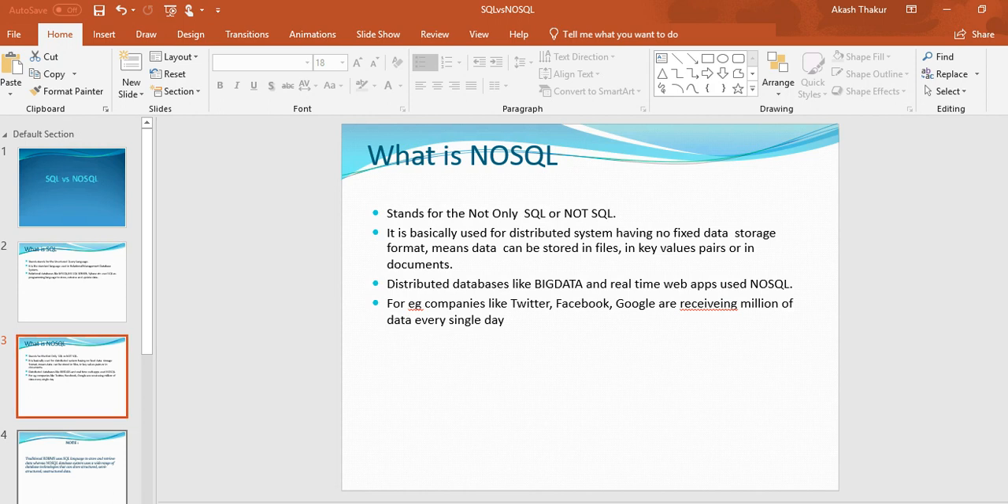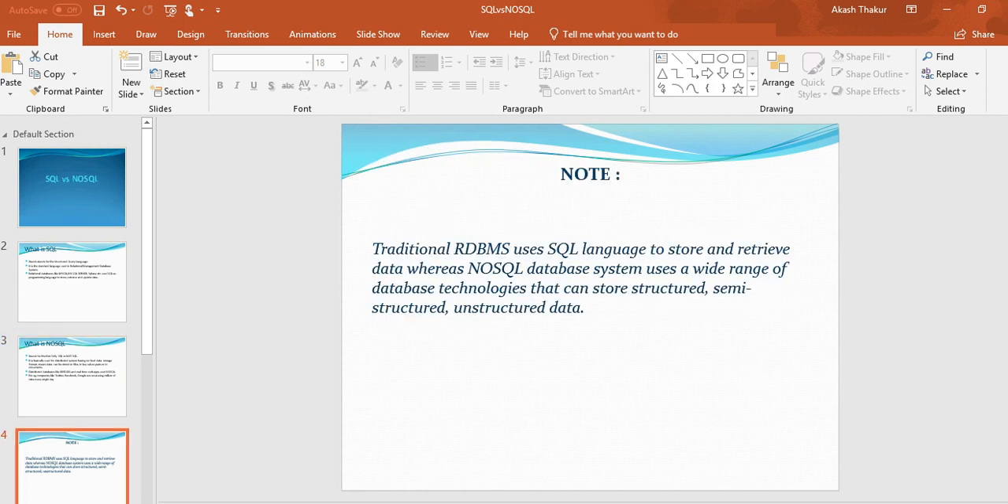So basically, if somebody asks you what the difference between SQL and NoSQL is, you can say that traditional RDBMS uses the SQL language to store and retrieve data, whereas NoSQL database systems use a wide range of database technologies that can store structured, semi-structured and unstructured data.